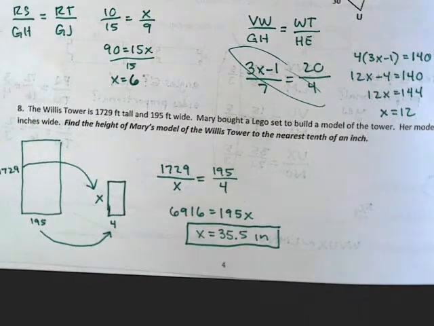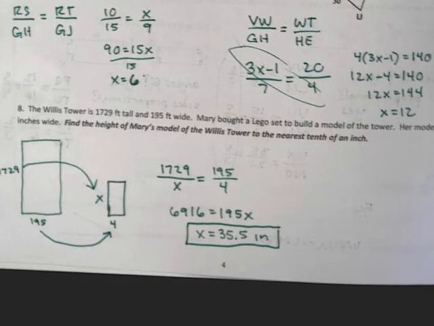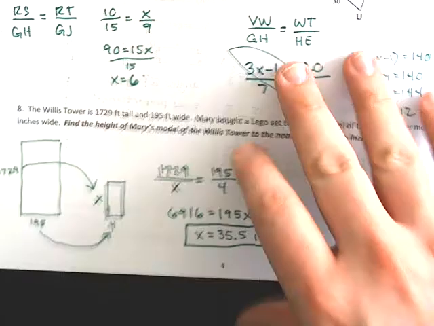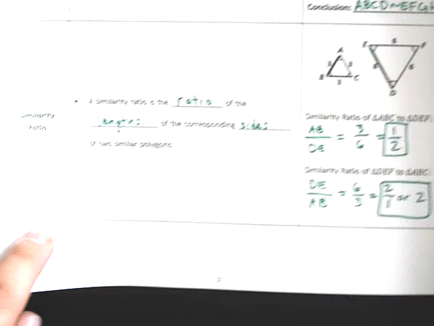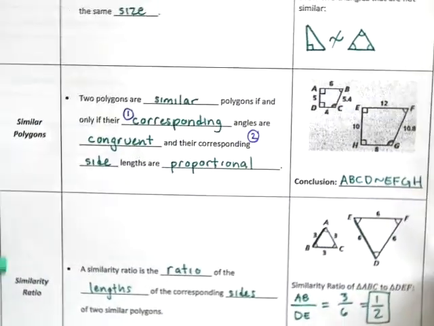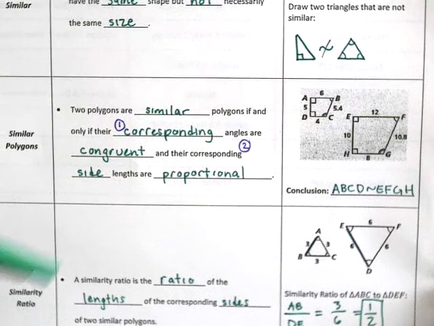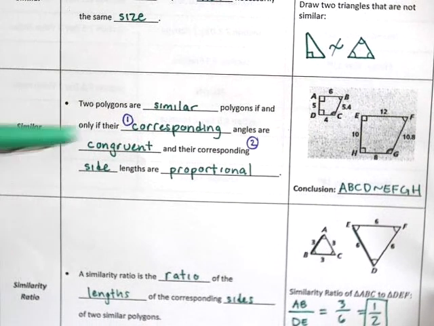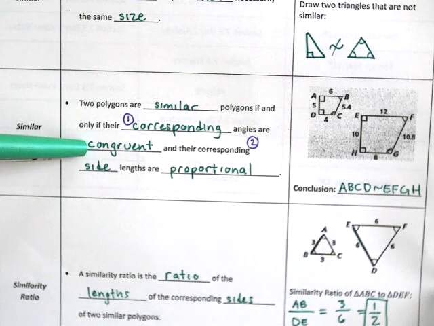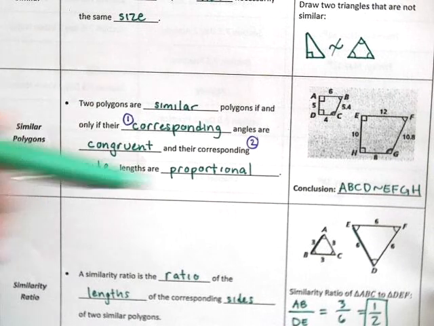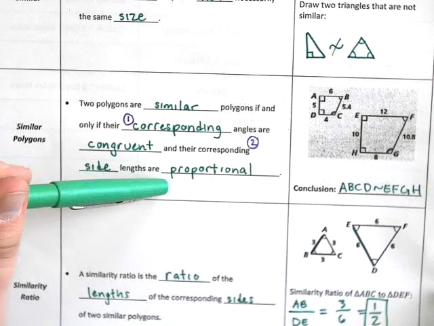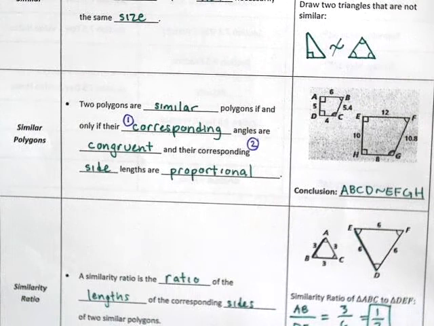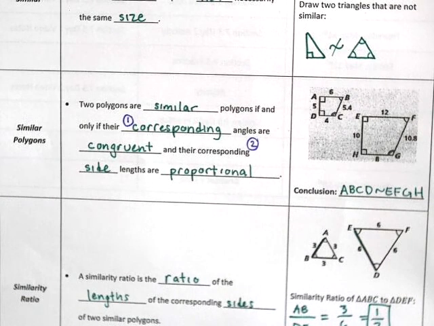And that is the first lesson of our similarity unit. Big takeaways that I need you guys to think about as we move forward is right here, okay? To prove if something is similar, we know that the corresponding angles must be congruent and their corresponding side lengths have to be proportional. That is quite a bit of this chapter. Alright?